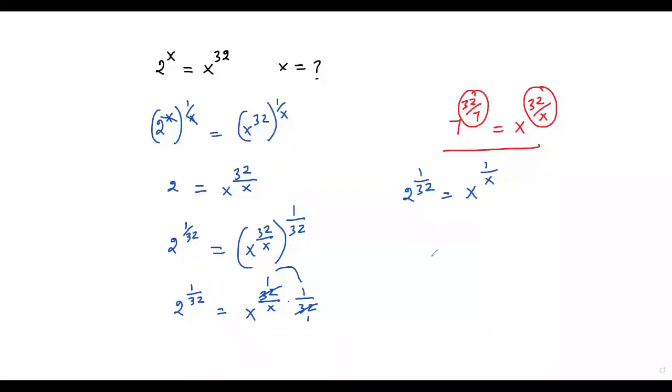So what I'm going to do is multiply the numerator and denominator of the fraction 1 over 32 by 2. When I do it, I'll be getting 2 over 64 equals x to the power of 1 over x. Okay, so 2 over 64 can be written as 2 times 1 over 64.